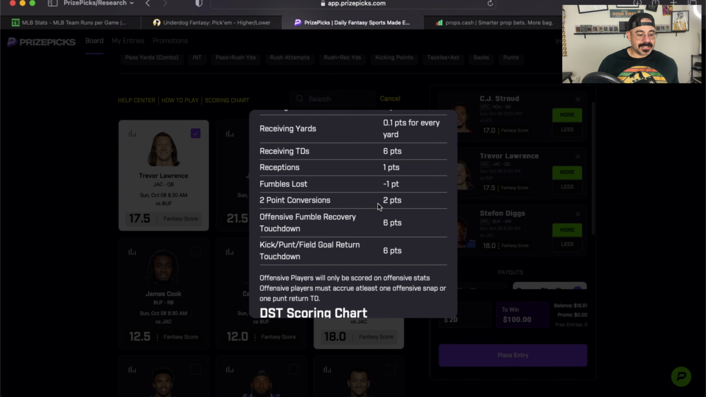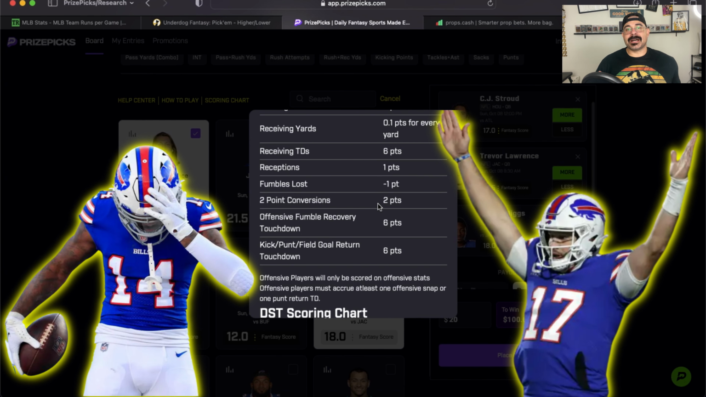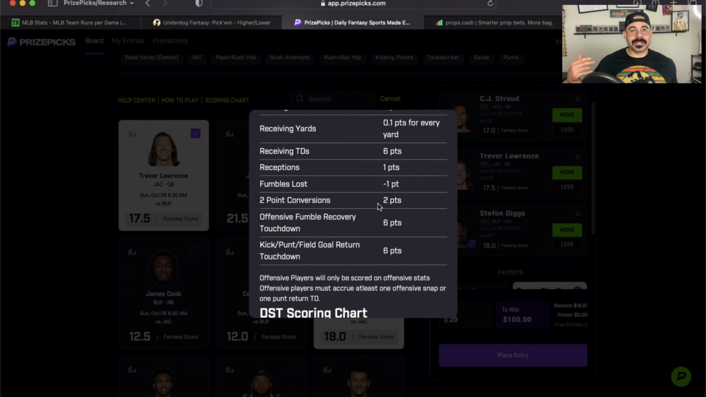Offensive recovery touchdown, so 6 points. So let's say Josh Allen is running the ball, he fumbles it, it's picked up by Stephon Diggs, and he returns it for a touchdown. He would get 6 points for that touchdown. It wouldn't be a reception. It wouldn't be rushing yards. It would just be rewarded for 6 points, and that would be factored into his fantasy score. And then kick, punt, field goal, return for a touchdown. Those are also worth 6 points. So basically, all your non-passing touchdowns are going to be worth 6 points.